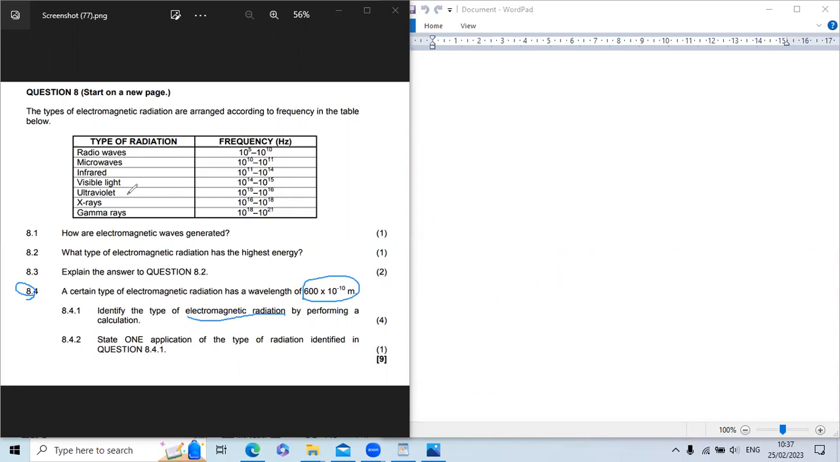We have to look at the table and see what we have. According to this table, we're going to identify the type of radiation by using its frequency. So that means we need to find the frequency of the radiation with this particular wavelength.